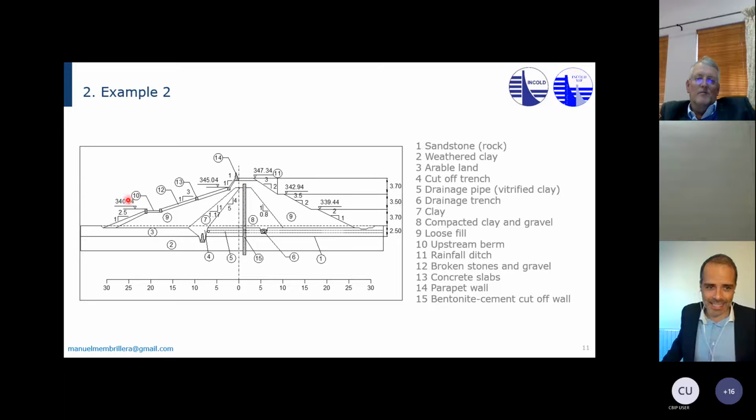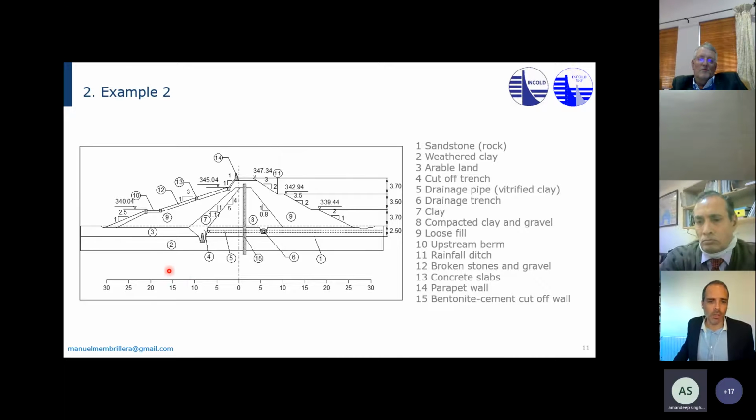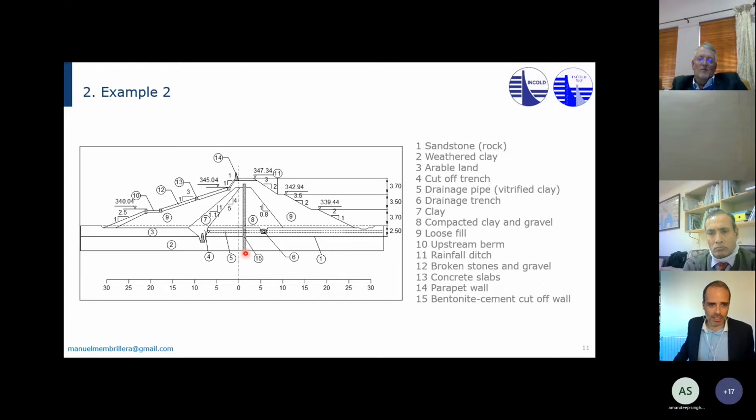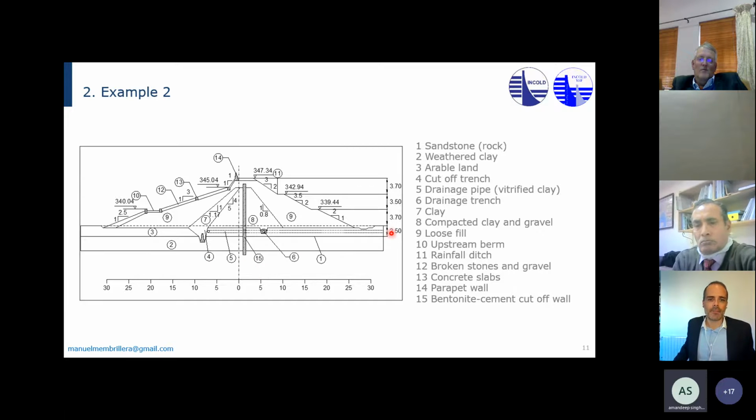So the dam was undergoing internal erosion issues. And in the early 90s, from the crest, they built this cut-off wall, getting to this lower marl layer, because this is sandstone, but this is weathered clay. So this layer here is weathered clay, and you can see that the cut-off wall is into the marls. And so new piezometers were installed.